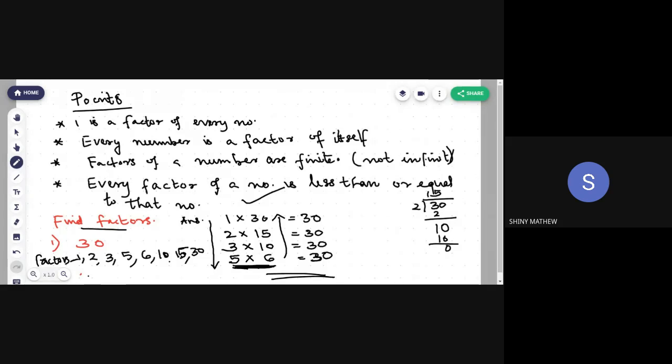Now all of you clear? How can you find the factors of a large number? Yes, miss, it is clear. Okay, clear. So we can find factors of another number. Ready? Yes, miss, 1 minute.